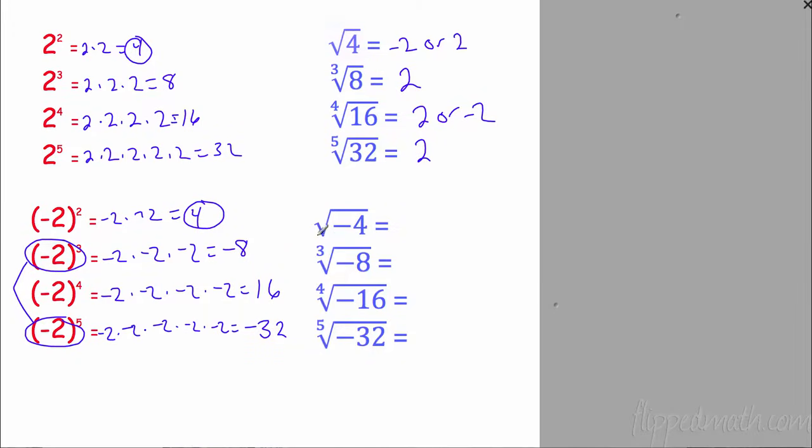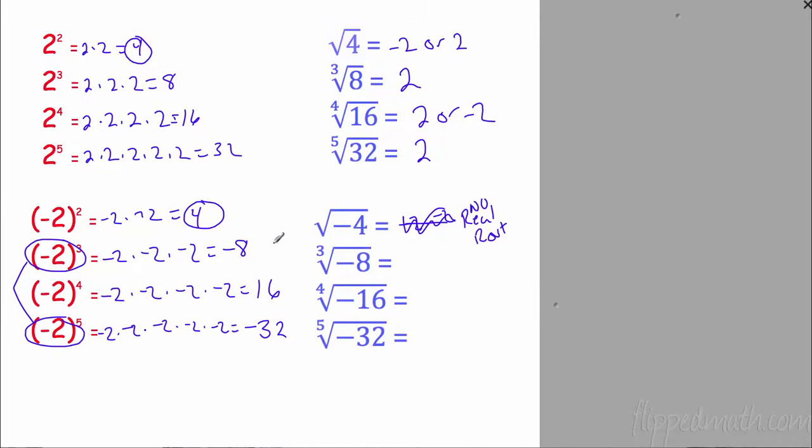Let's go down here. The square root of negative 4. Is there a number I can multiply by itself and get a negative number? No, because a negative times a negative is a positive. That doesn't work. There is no real root. All right, that's what we would say. There's no real root that would get us there.